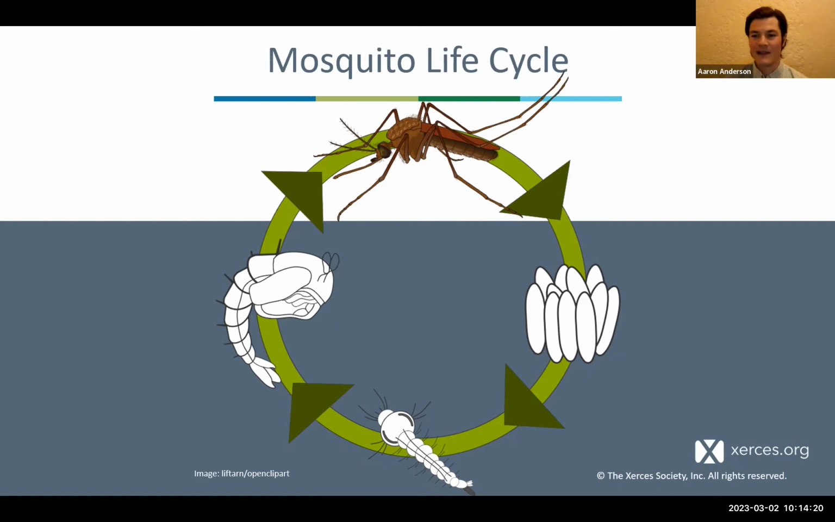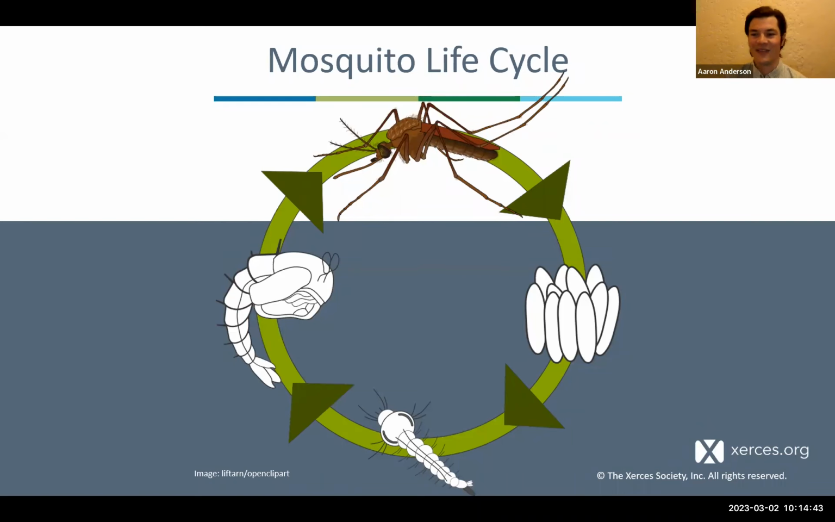And then the eggs hatch into larvae, which is represented at the bottom of this circle on the slide. These larvae, again, are aquatic, so they live in the water and feed on microorganisms, and then develop into pupa in about 5 days. The pupa are the last stage before becoming flying adults, and pupation takes only about 2 to 3 days.